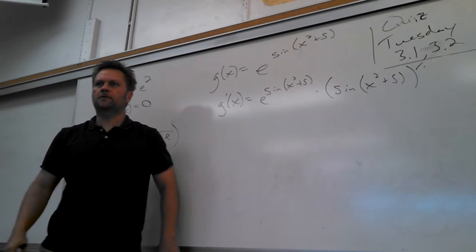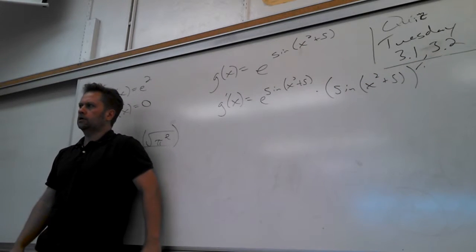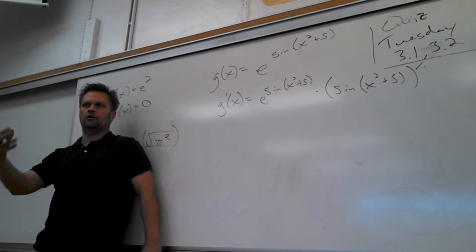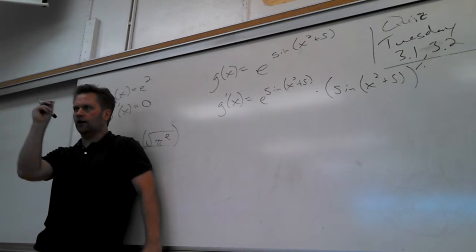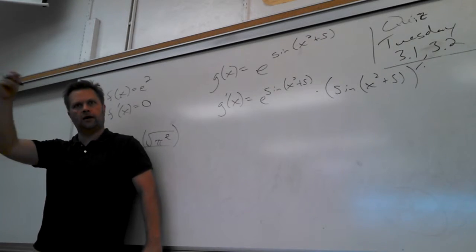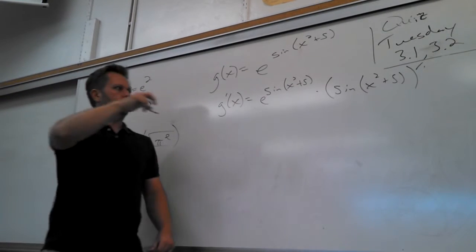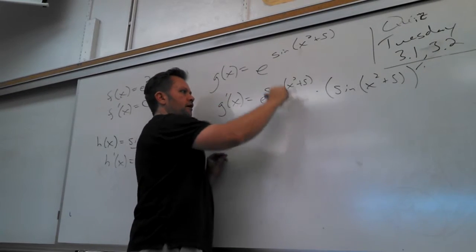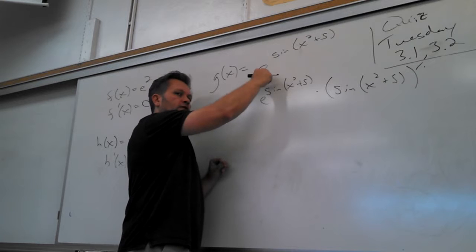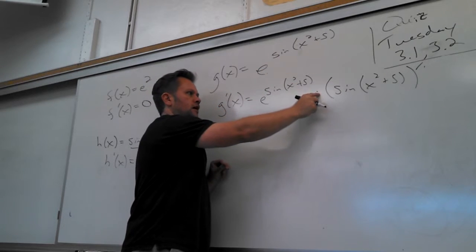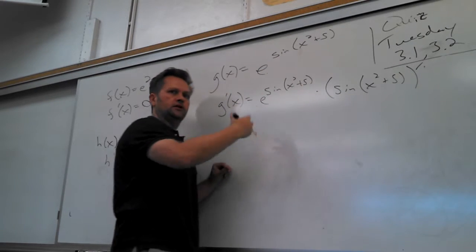I'm going to keep doing this because it will help you as we learn more rules and as we get more funky functions. It's better to write the rules so you don't forget something on the way, trying to do too much in your head. So it's the e, it's itself, because that's the definition of the derivative of e, times the derivative of the inside function. They each get a term.